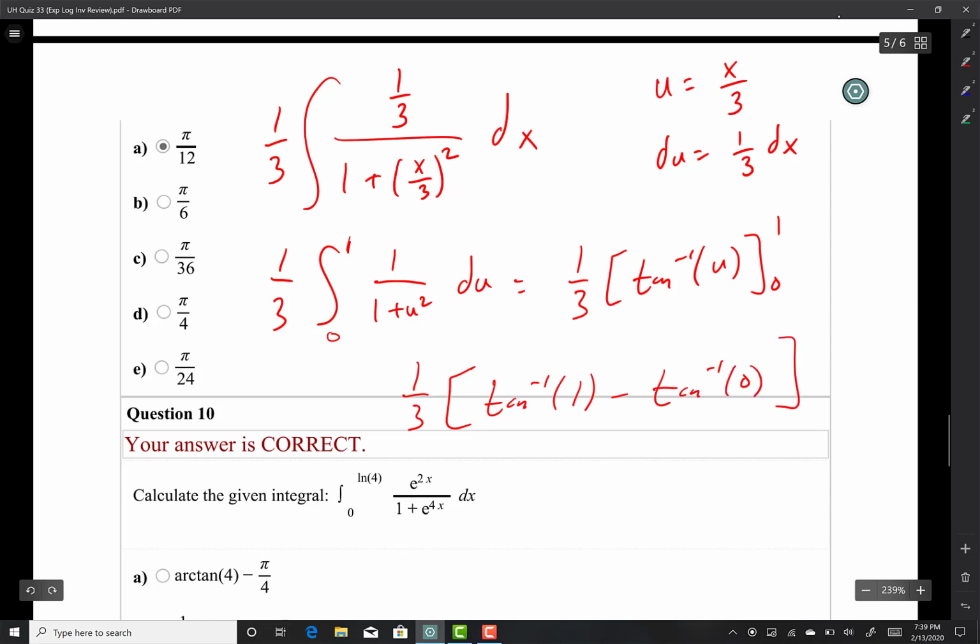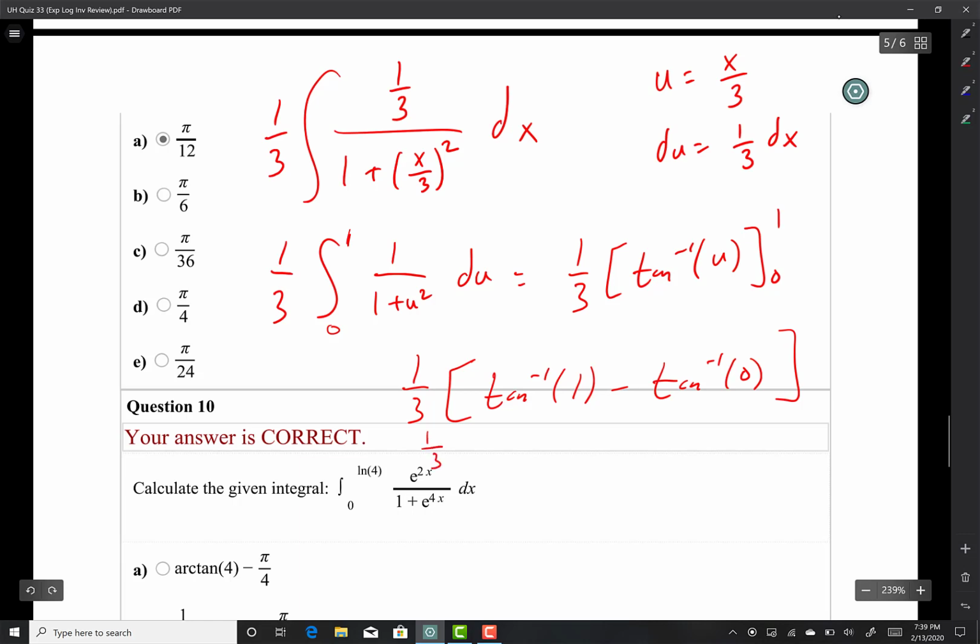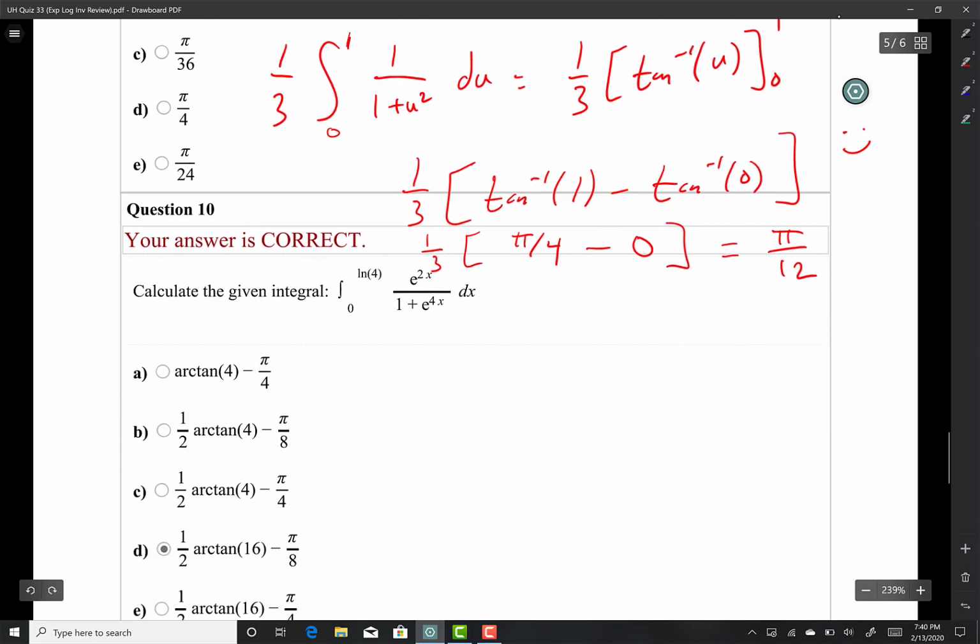Well, hopefully you guys had a super awesome pre-cal teacher, and I know you guys did. Arctan of 1 is pi over 4, because at pi over 4, the x and y coordinate are both the same value. And arctan of 0 is 0. So there it is. And I'm going to multiply pi over 4 times 1/3. So 3 times 4 is 12. So I get pi over 12. Yay. Happy face. All right, let's go to the next one.